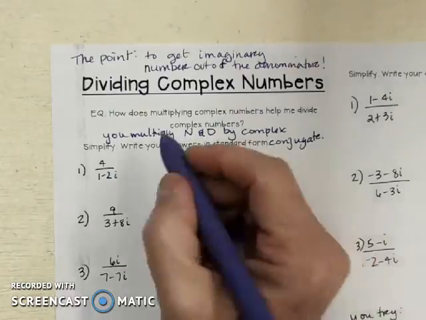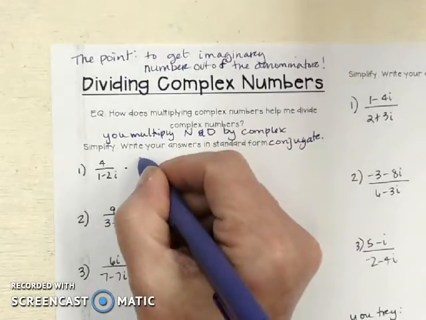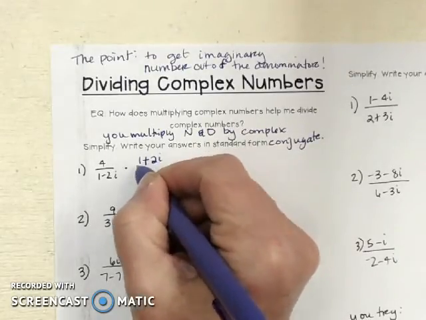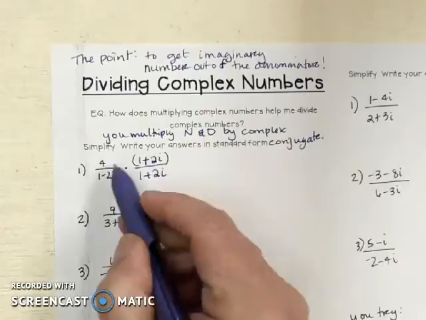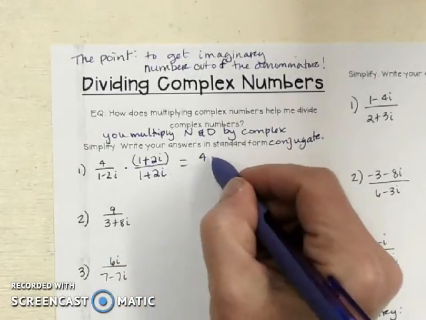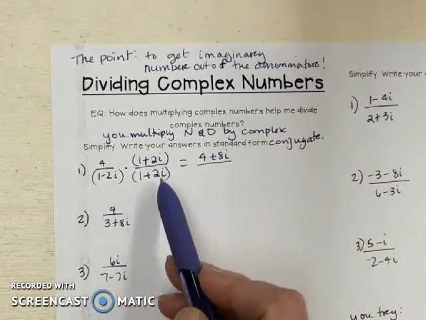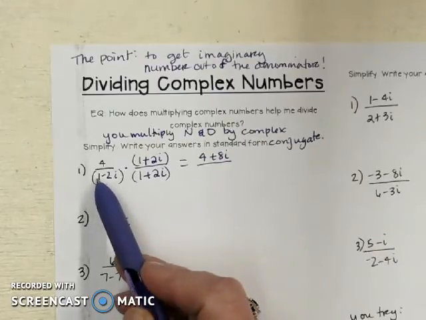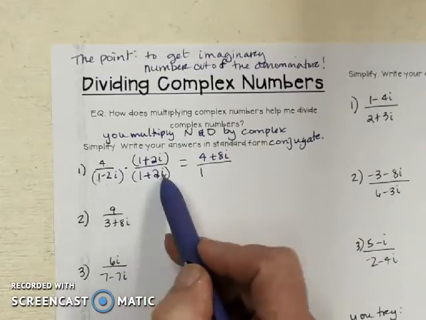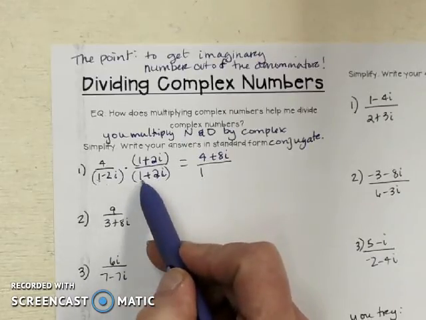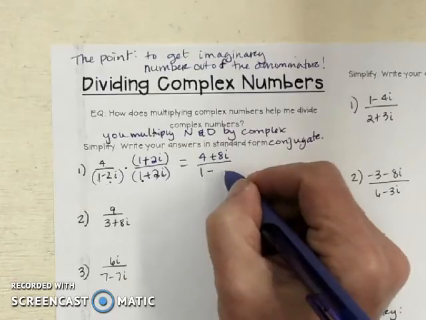So it's just as simple as this. If I've got 4 over 1 minus 2i, I'm going to multiply by 1 plus 2i in my numerator and my denominator. So I've got to do 4 times this, so I'm going to distribute the 4. It's going to give me 4 plus 8i. And then on the bottom, a binomial times a binomial, you do your distributive property twice. 1 times 1, that's 1. When I do this times this, that's going to give me 2i. 2i minus 2i is going to be 0, so it's gone. And then you've got negative 2i times a positive 2i, and that gives me a negative 4i squared.